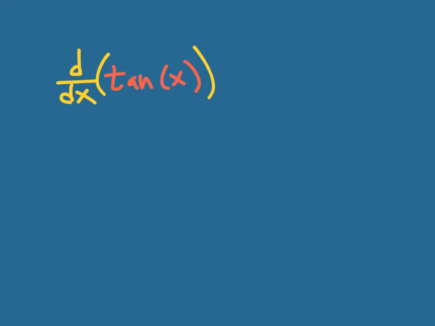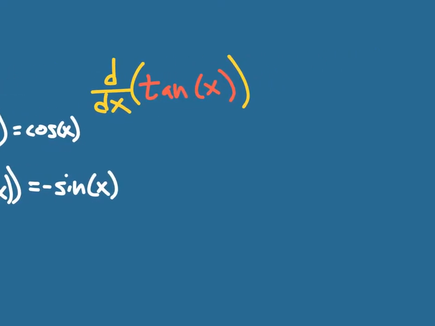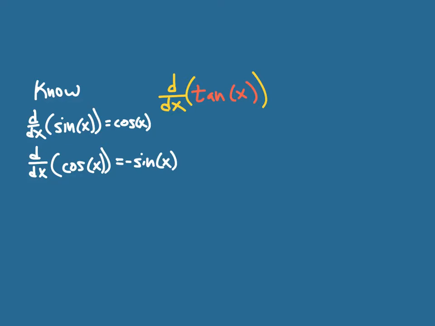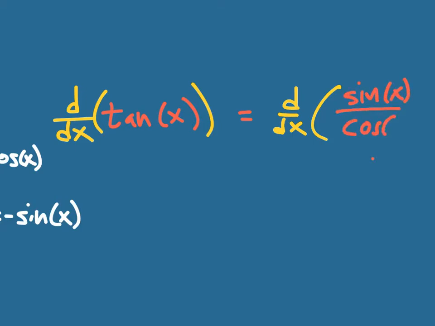Now, what we already know is a couple of rules for sine and cosine, right? In that, we know that the derivative of sine of x is cosine of x, and the derivative of cosine of x is equal to negative sine x. So if I'm doing this problem, I want to write tangent in terms of sine and cosine. So I'm going to show this as d dx of sine of x over cosine of x. All right.